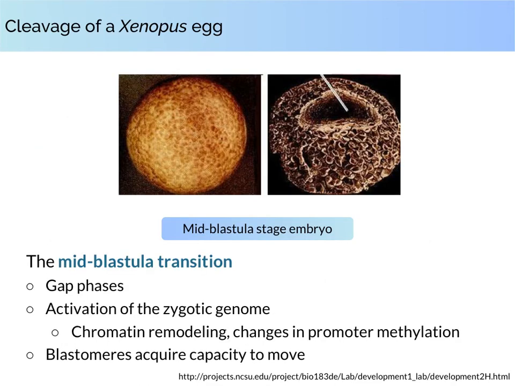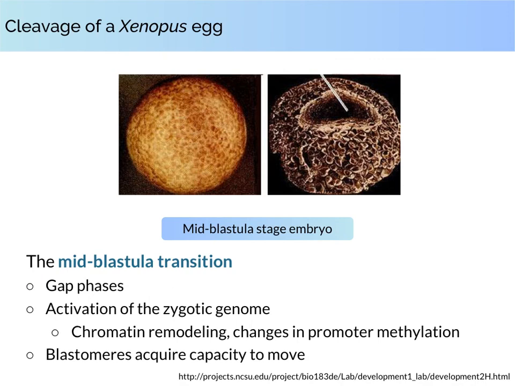As in other organisms like Drosophila, the mid-blastular transition in amphibians involves a decrease in the frequency of cell division, which results from the acquisition of gap phases. Additionally, recall that at this particular stage, the genome of the zygote begins to be expressed, and that is achieved via both chromatin modifications, but also the demethylation of promoters. Now, this switch to the zygotic gene expression, however, involves the binding of maternally inherited transcription factors to the promoters of zygotic genes.